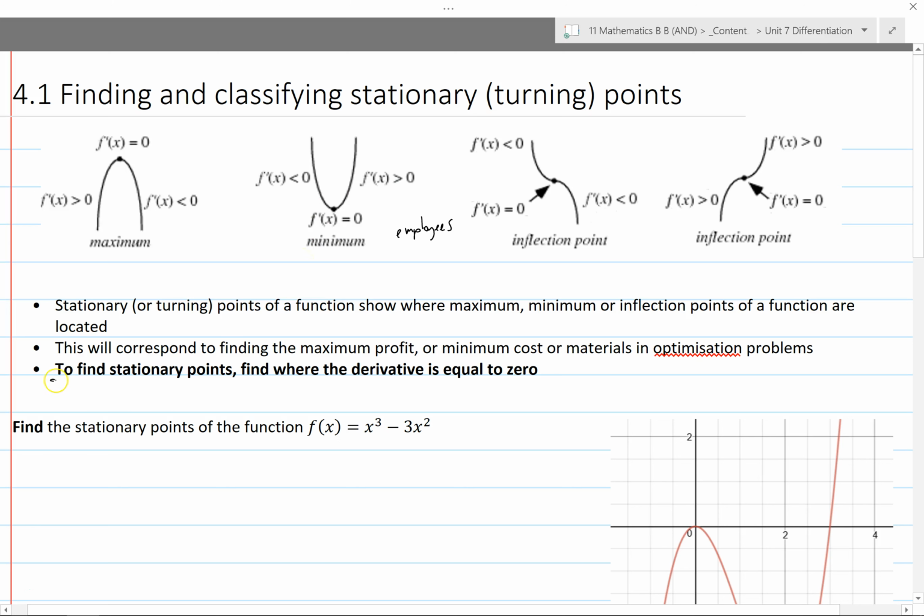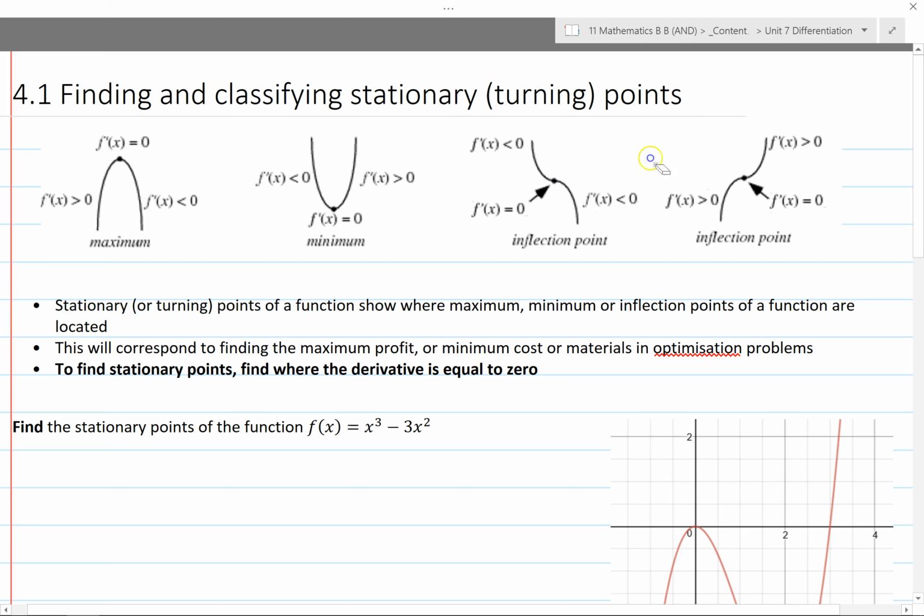The key understanding here is the one in bold. To find stationary points, find where the derivative is equal to 0. Because we can see in all of these turning points up the top, at the maximum, at the minimum, or at these points of inflection, the slope is 0. And remember, the derivative is the slope at any point.